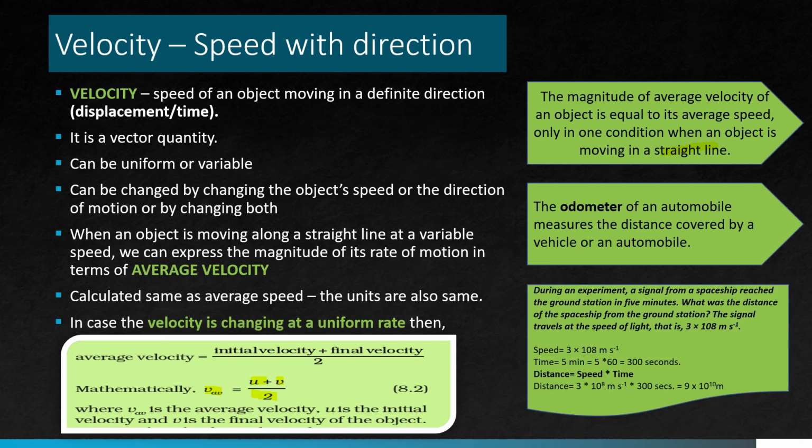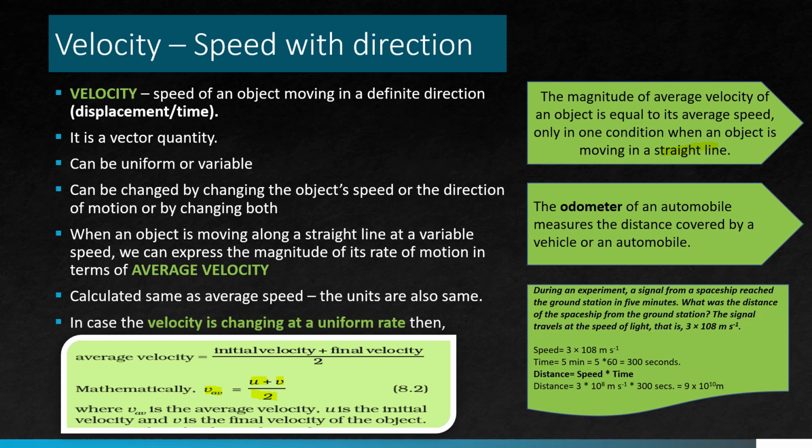There is another question mentioned in the book, which is a numerical, and I'll quickly go through it so that you know how to solve questions related to these. The question says that during an experiment, a signal from a spaceship reached the ground station in 5 minutes. So the time is 5 minutes. What was the distance of the spaceship from the ground station? What we need to find is distance. The signal travels at the speed of light, that is 3 into 10 to the power 8 meters per second, as mentioned here.